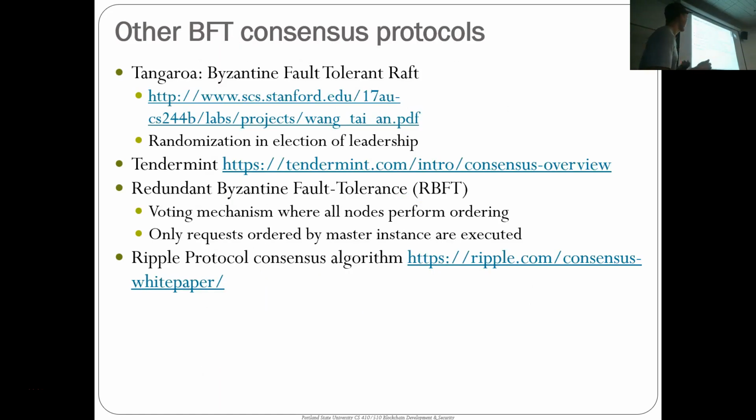Okay, there are variants to all of these things: Tangaroa, Tendermint, redundant Byzantine fault tolerance, and then Ripple. These are all things that are being proposed for blockchains, either permissioned or public. You'll see that a lot of the blockchains are very similar to each other, but the big thing they differ on is how they get consensus.